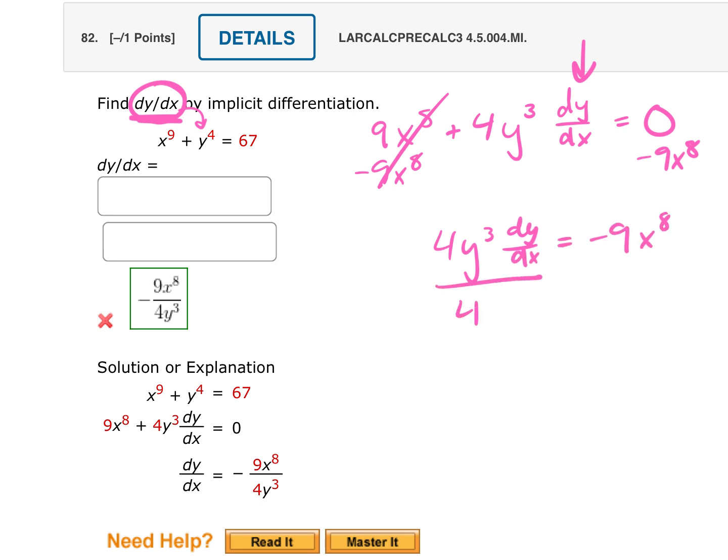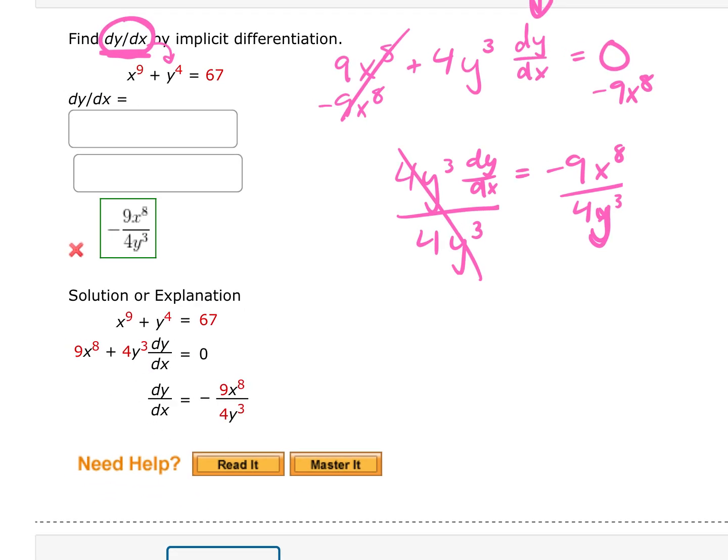Then we would divide by 4y cubed. Be careful with the math here. This part should be easy, but when this was on the test, a lot of people would subtract both of them to the other side. The algebra went wrong in this step. So just be careful. dy over dx is equal to negative 9x to the 8th power over 4y cubed.